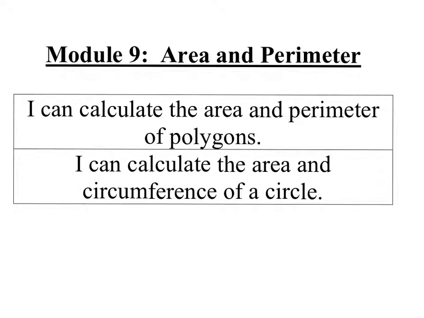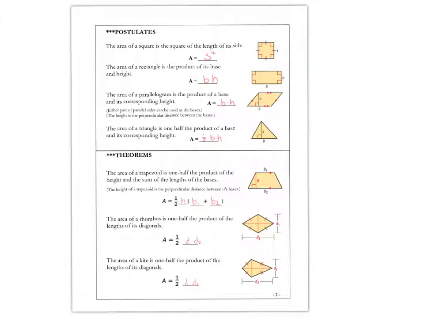Alright, here's the second part of Module 9. We are going to talk about area and perimeter of polygons. There is a lot of them. So here's all of the different types of polygons, plus one other, and we'll talk about that at the end. And here's all the formulas.